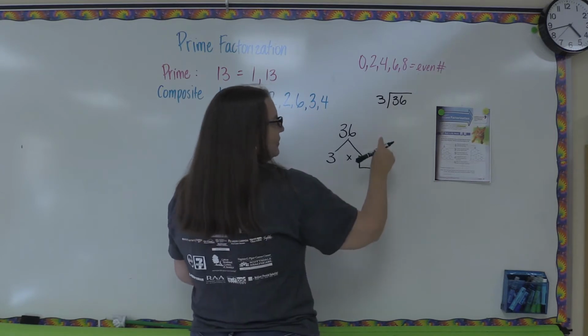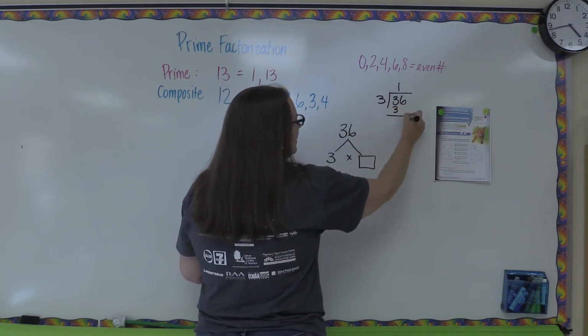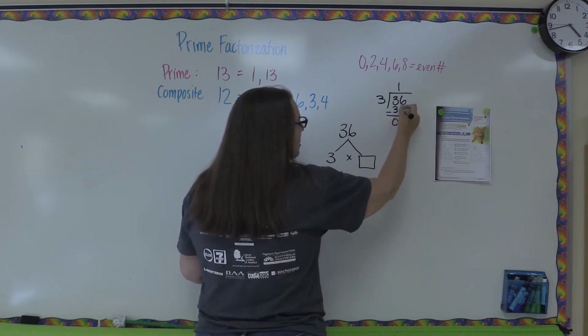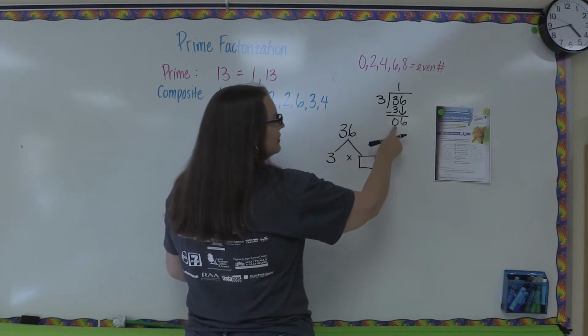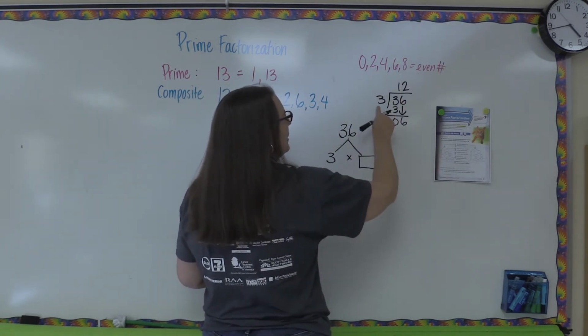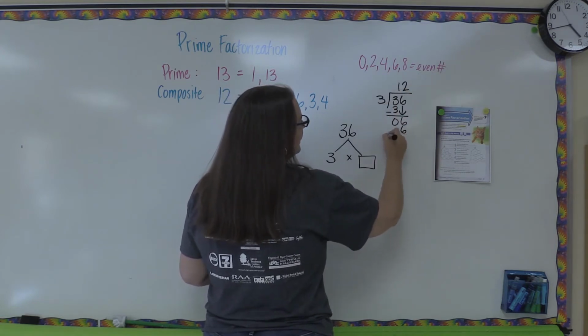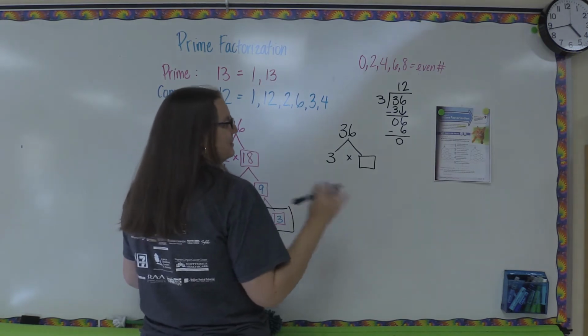Well, how many 3's fit into 3? 1. 3 times 1 is 3. Subtract. Bring down your next number. And we start again. How many 3's fit into 6? Well, 3 times 2 is 6. So I'm going to put a 2 up here. 3 times 2 is 6. And I'm going to subtract. When my remainder is 0, I know that I'm done.